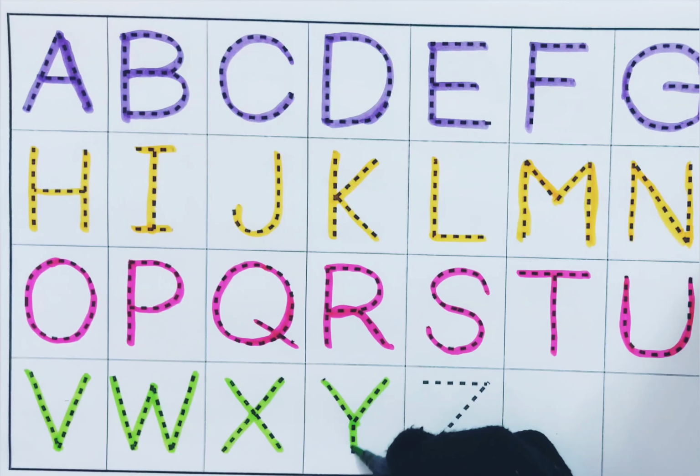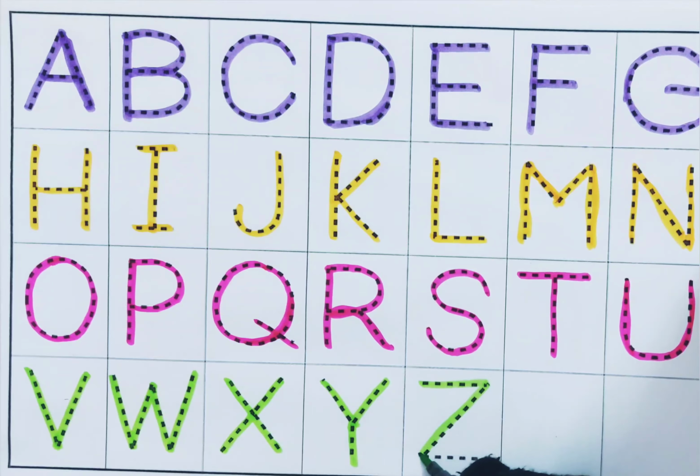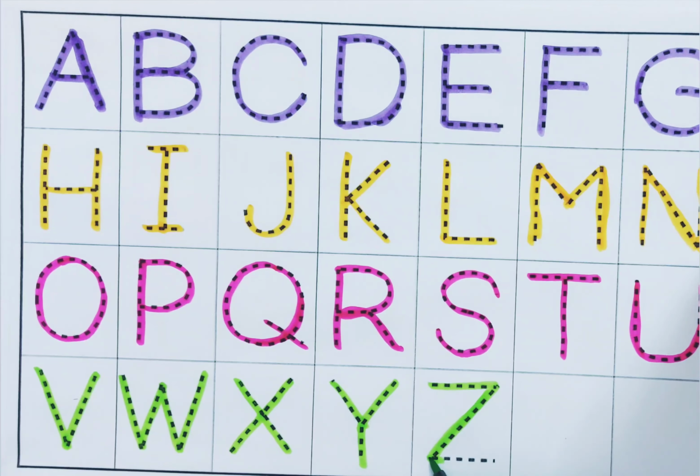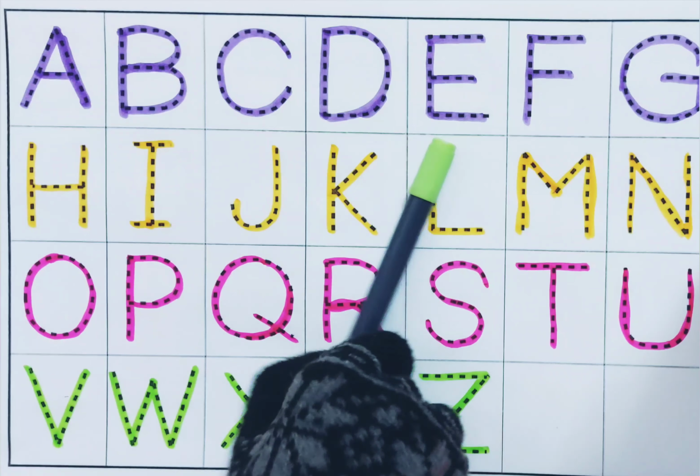Y is for young. Z is for zebra. Z is for zebra. A is for apple.